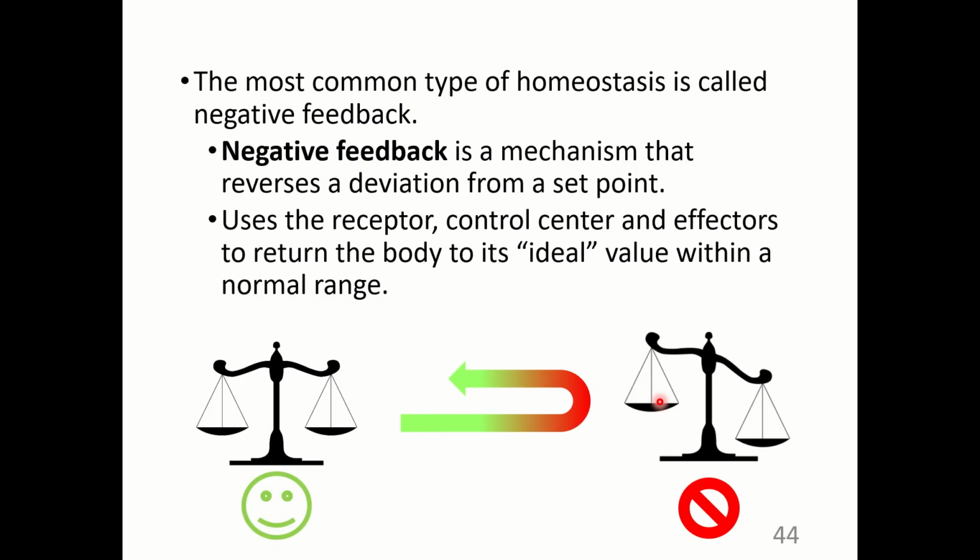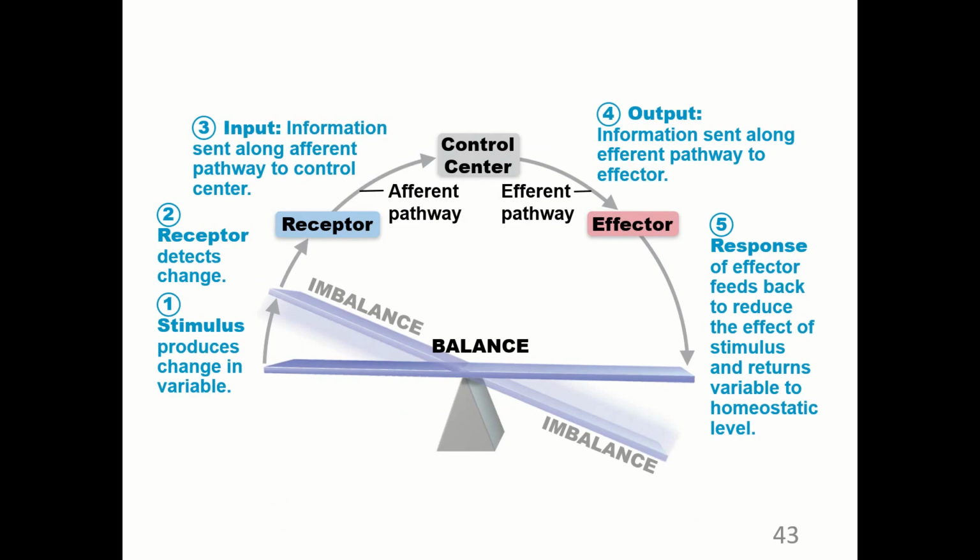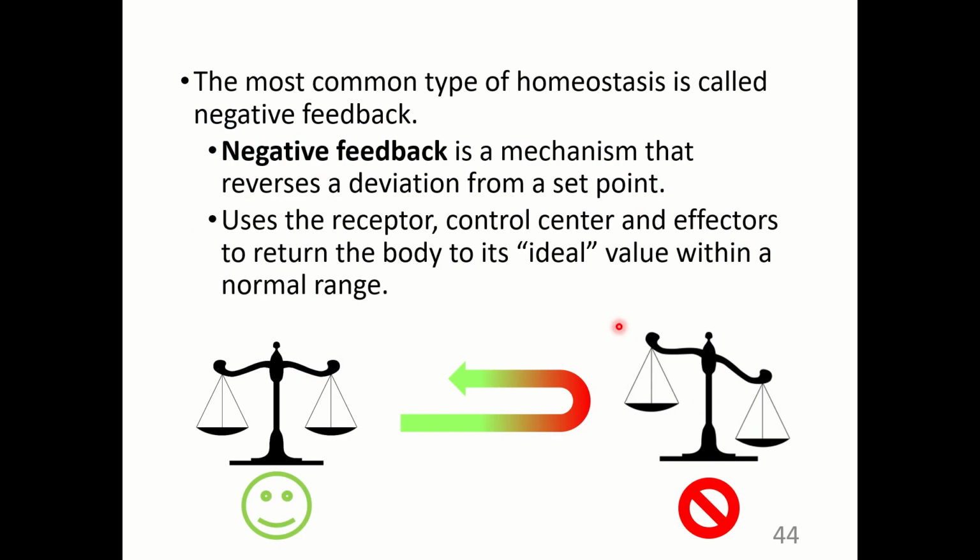The most common type of homeostasis is called negative feedback. Negative feedback is a mechanism that reverses the deviation from a set point. This is your deviation, whether you become too hot or too cold, that deviates from your balance of 98.6. So a negative feedback will use the receptor, the control center, and the effectors to bring the body back to an ideal value within that normal range or set point.